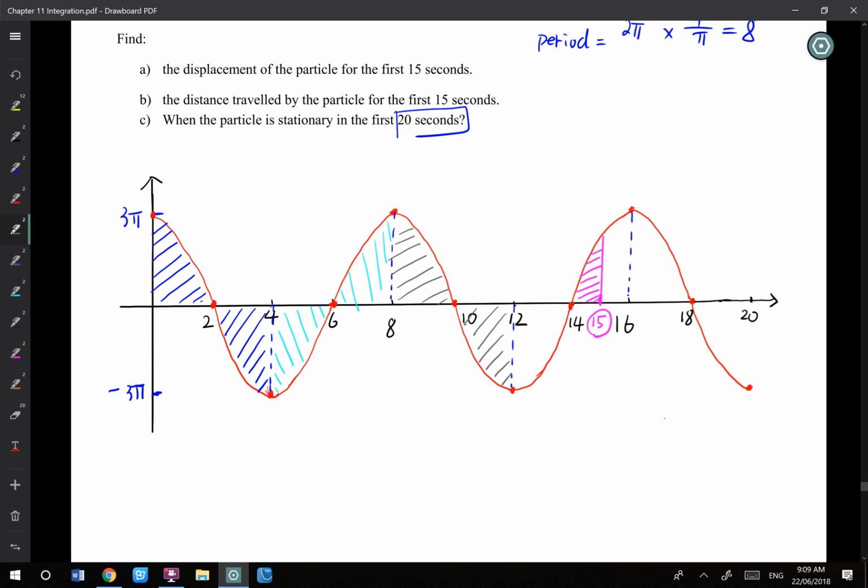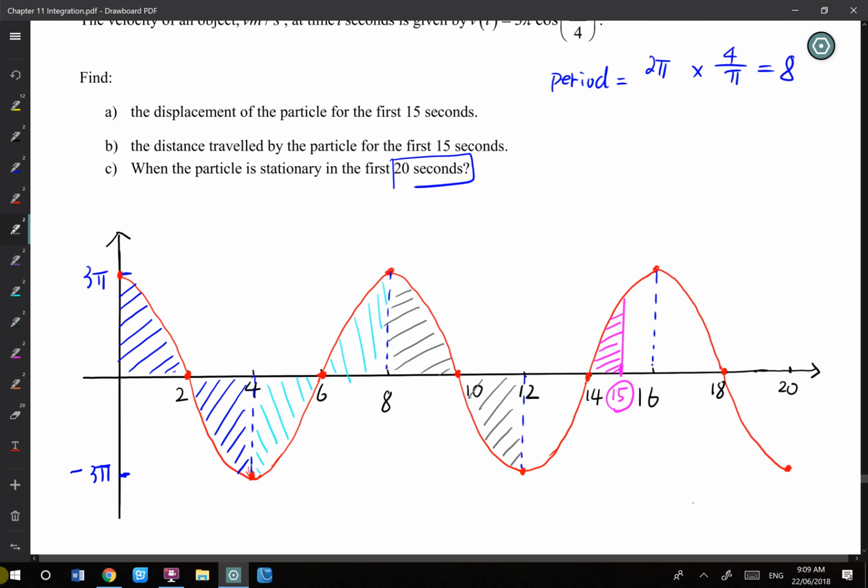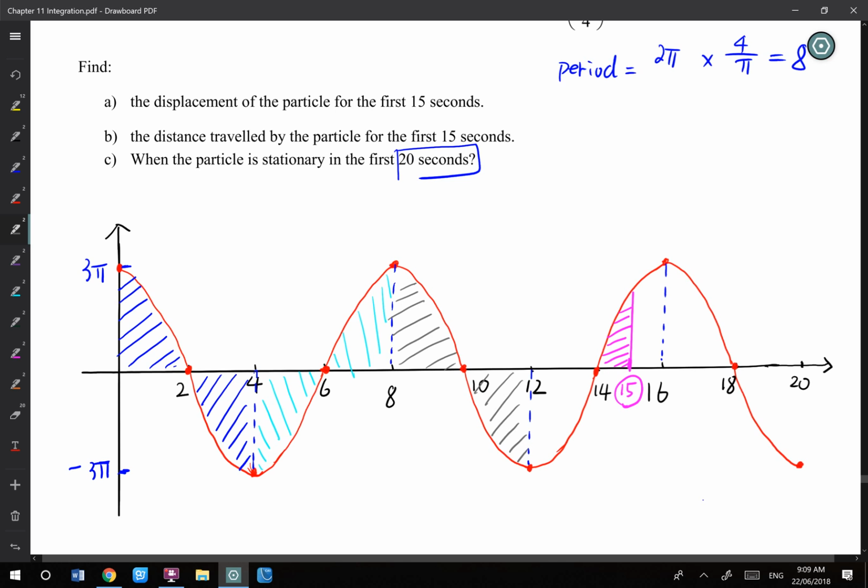Okay, if you haven't finished that, it's alright. I just don't have much time left. I want to finish this up. You can have a look at this shape. You should have something similar to that.